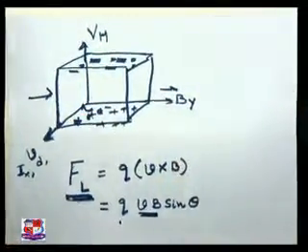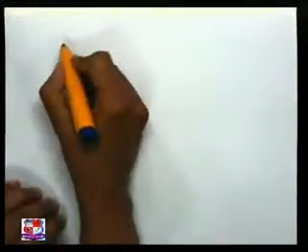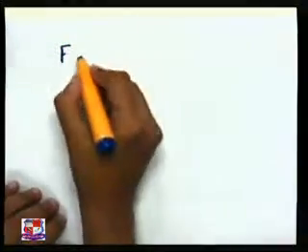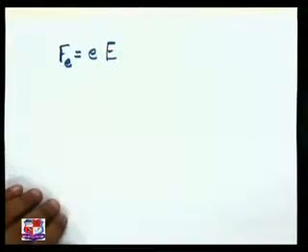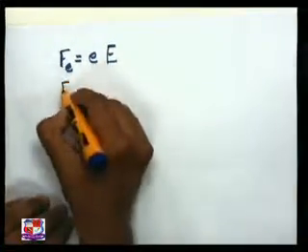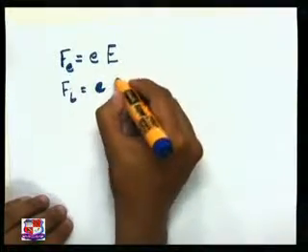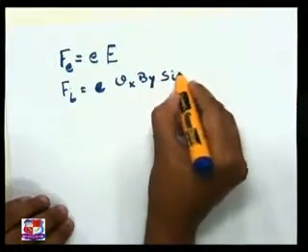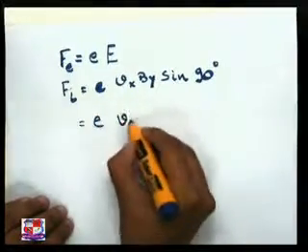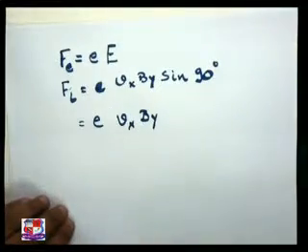Now when we have this electron, the force on the electron will be Fe, that is E. The Lorentz force says that QVB sin theta means e Vx By, and sin theta is actually sin 90. Sin 90 is 1, so this is e Vx By, right?